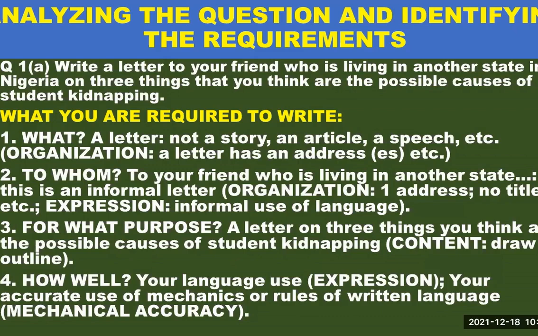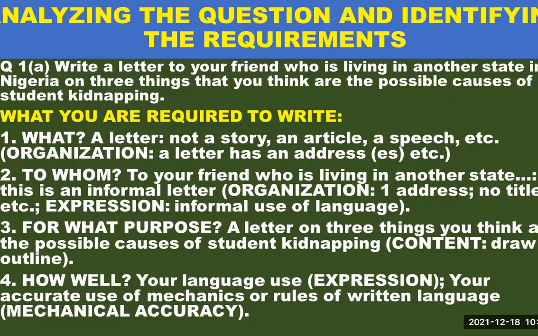Now, the question once again is as follows. Write a letter to your friend who is living in another state in Nigeria on three things that you think are the possible causes of student kidnapping. Now, what are you required to write? Number one, you are required to write a letter, not a story, not an article, not a speech. Now, when you know you are going to write a letter, then of course, you know you have to follow those features of a letter that we have discussed.